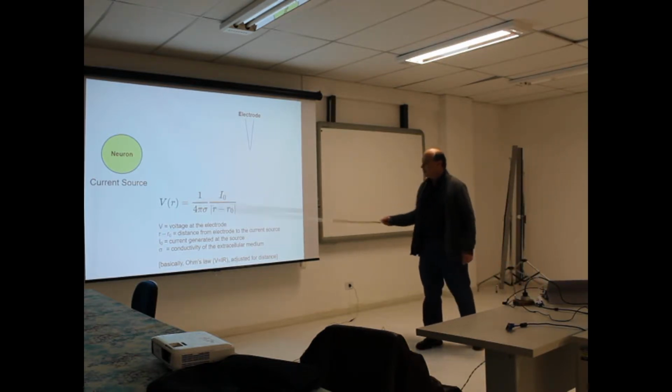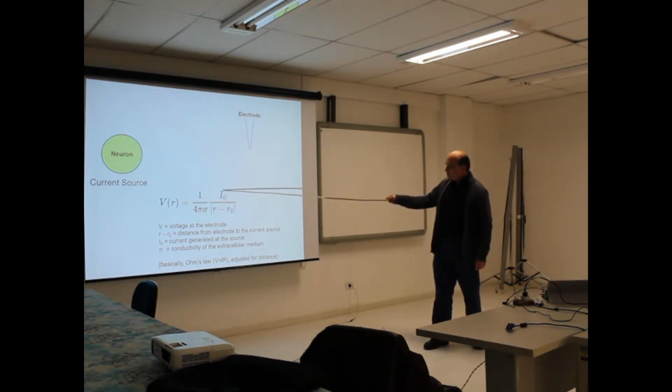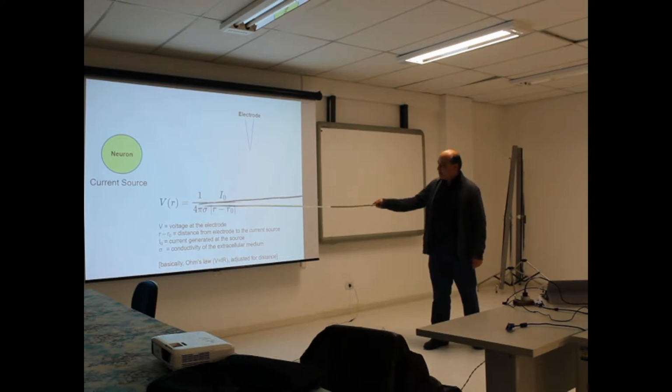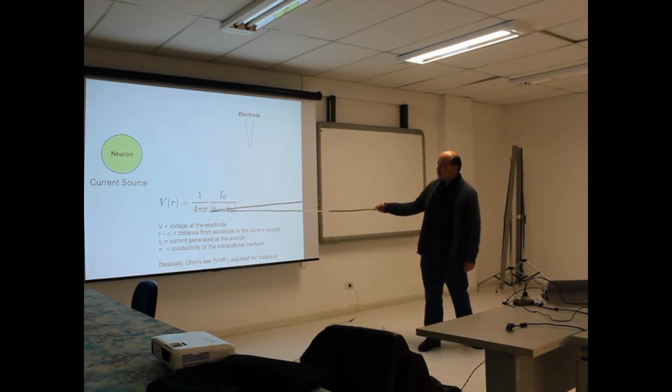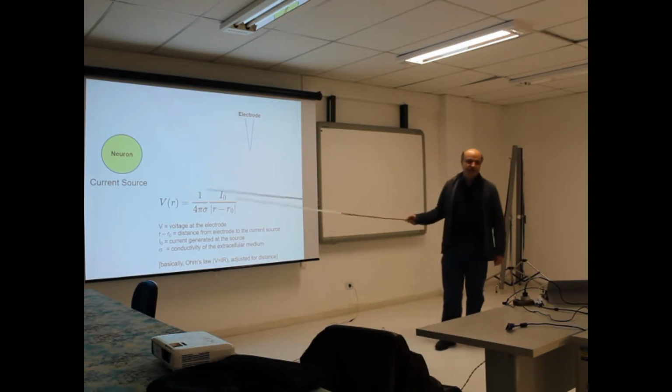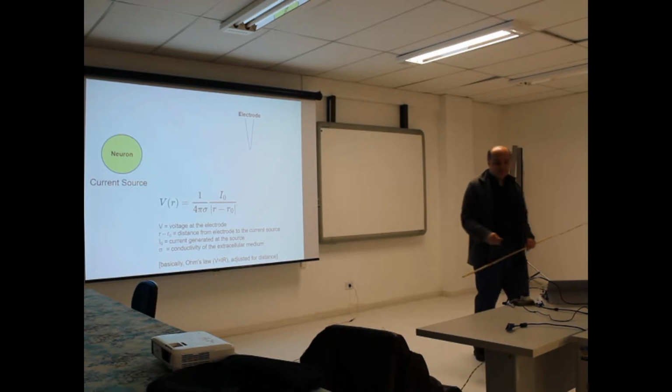So V equals IR, voltage equals the current divided by the conductivity, and the conductivity is a function of a constant, which is sigma, and the distance. Okay, is this clear to everybody? Nothing more than Ohm's law.